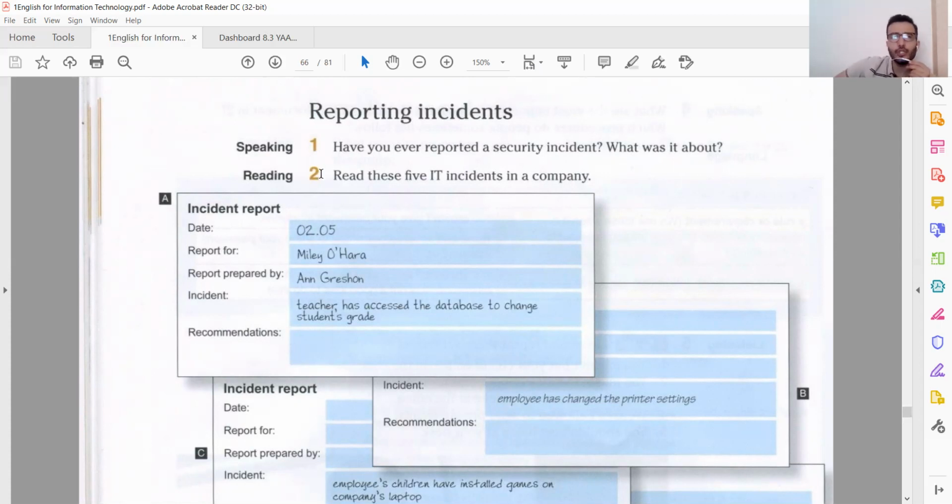Now, again, we said that we should report whatever incident we face.